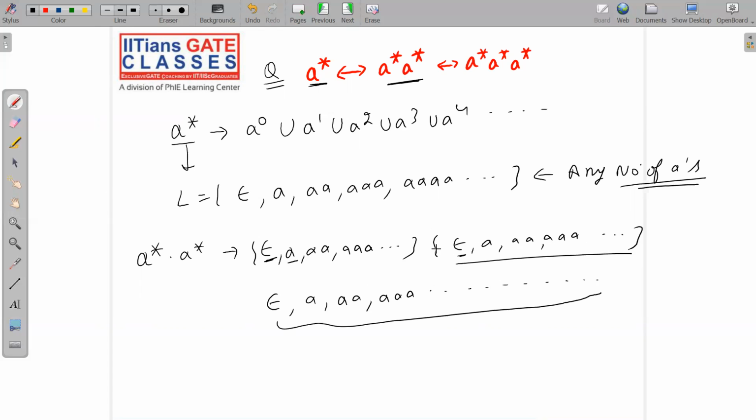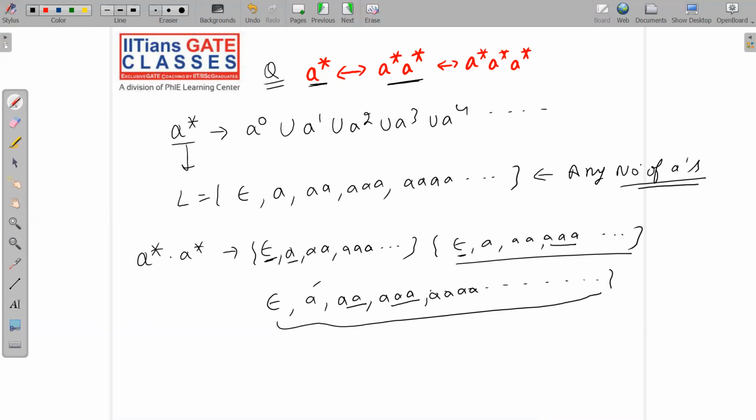Now, when you concat a with null, you will get a, which is already in the set. When you concat a with a, you will get double a, which is already in the set. When we concat a with double a, you will get triple a, which is already in the set. A with 3 times a will be 4 a's. It will be already in the set only, obviously, and so on.